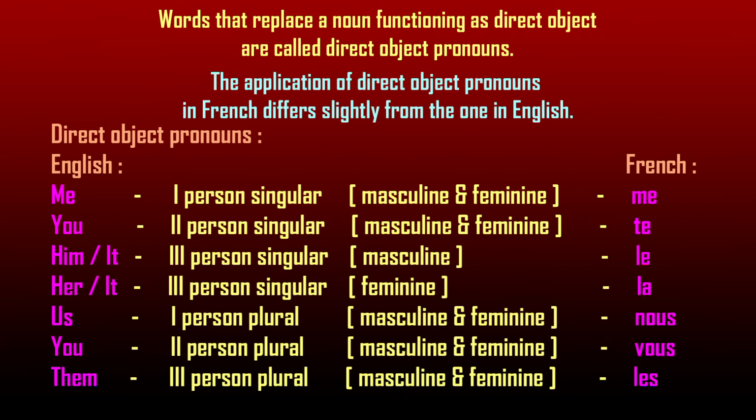So me is me, te is you, le is him, la is her, nous is us, vous is you, les is them. Me, te, le, la, nous, vous, les. These are the direct object pronouns in French. The application of direct object pronouns in French differs slightly from the one in English. We will learn in detail in this class.